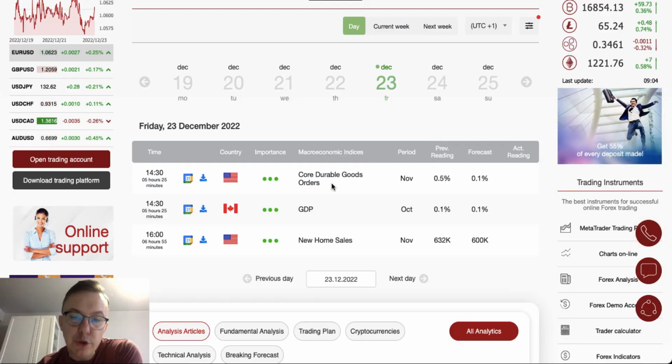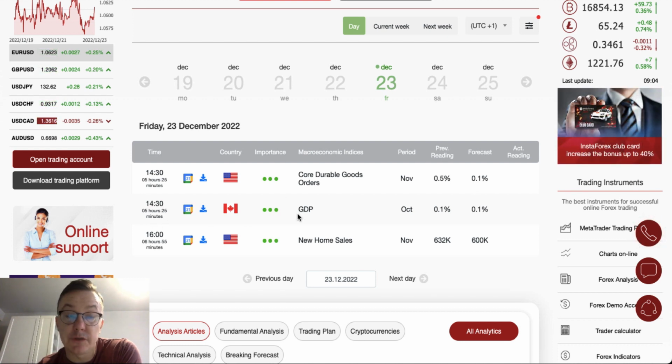core durable goods orders data from US scheduled for release 2:30. The market participants expect a drop from 0.5% to 0.1%. The next data scheduled at the same time 2:30 are from the Canada in form of the GDP, gross domestic product. For the month of October, it's supposed to stay at the same level of 0.1%.